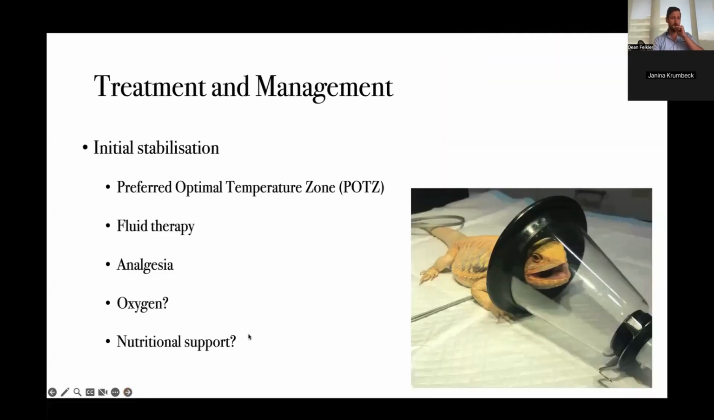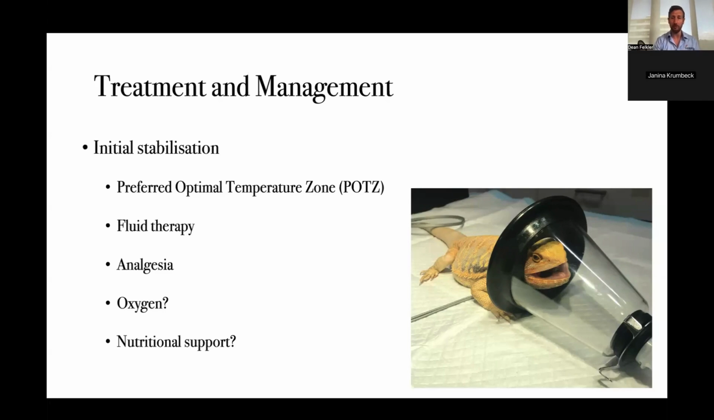So what are we going to do for treatment and management? So initial stabilization, as always, we want to make sure they're at the correct temperature, so the preferred optimal temperature zone. And that's both in clinic and obviously when you send them home, you want to make sure their husbandry is correct at home. So we're going to put them in a set-up vivarium. Usually these patients have been sick for a while, and it's only when they got really bad the owners noticed. So they're usually dehydrated, malnourished.